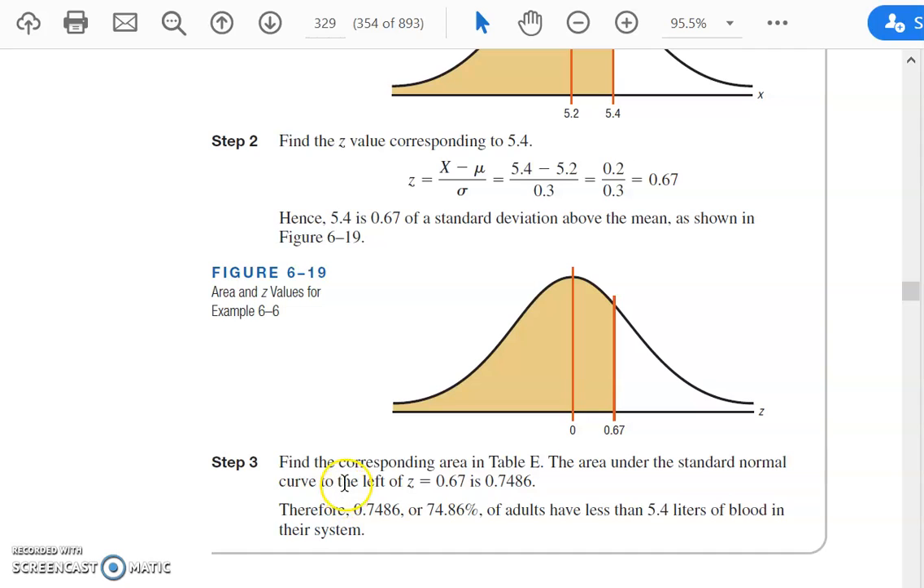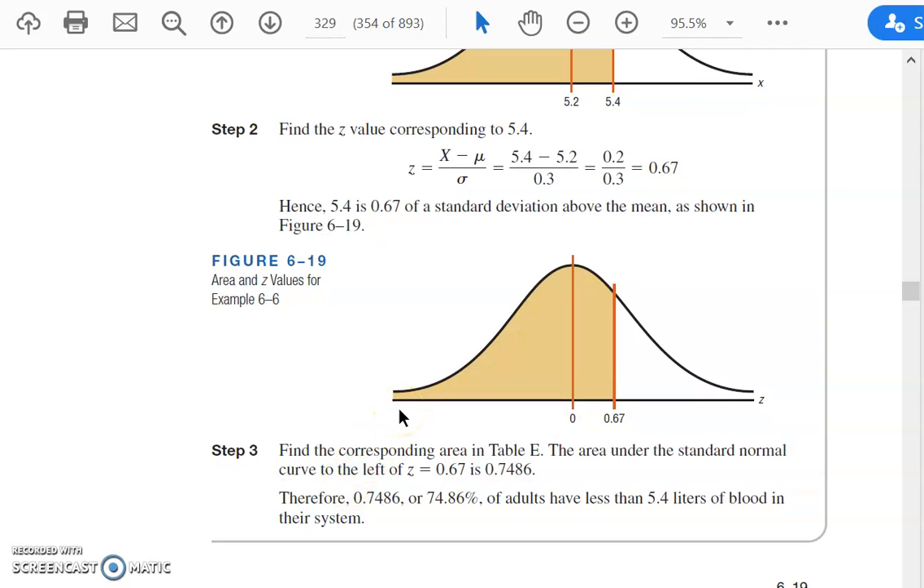The next step, the final step, is you find the corresponding area in the table. So you go to the table and you look it up. I did that one or two videos ago. I just don't have time to do that again, so make sure you know how to do that. You look at the table, find 0.67, and you find that the area is 0.7486. So in other words, 74.86% of the adults of this population are to the left of 5.4 liters.